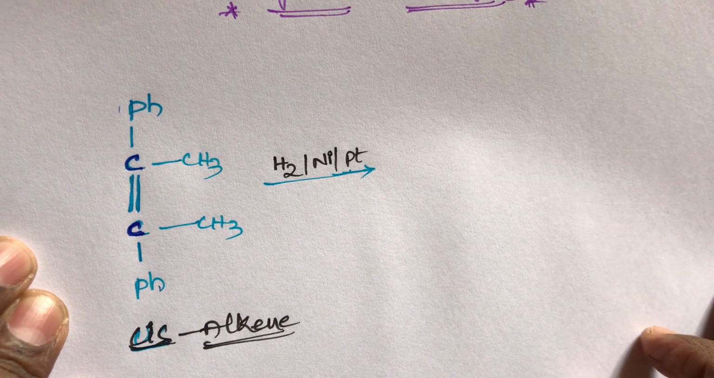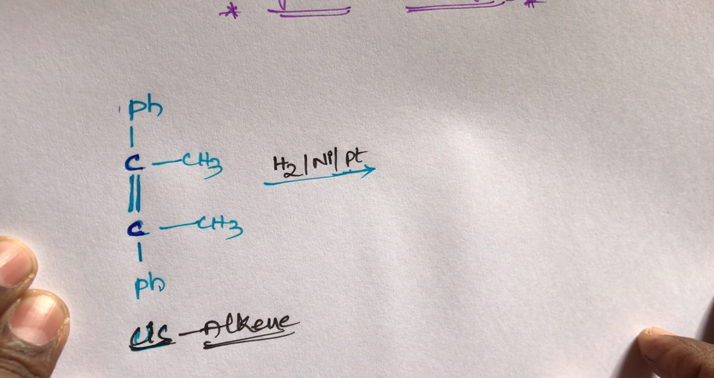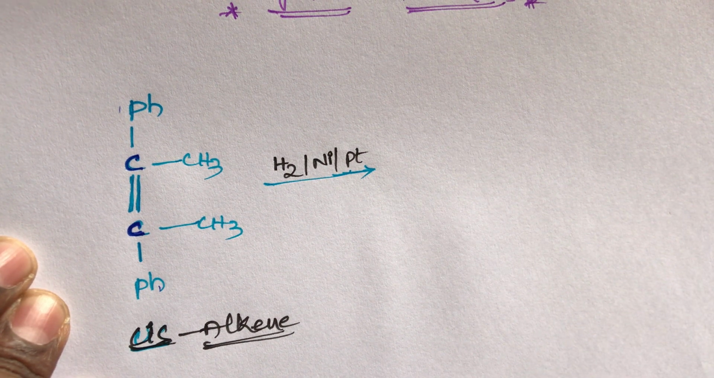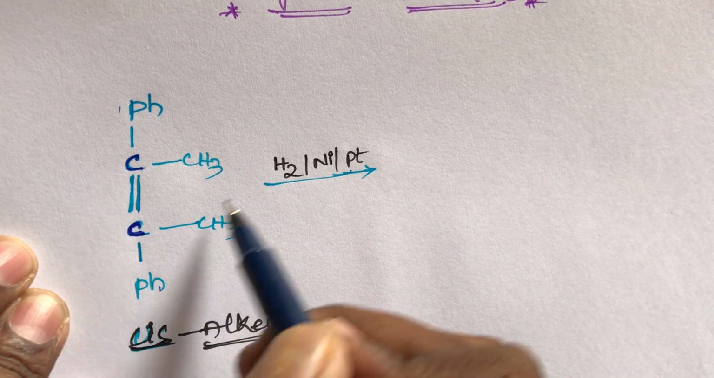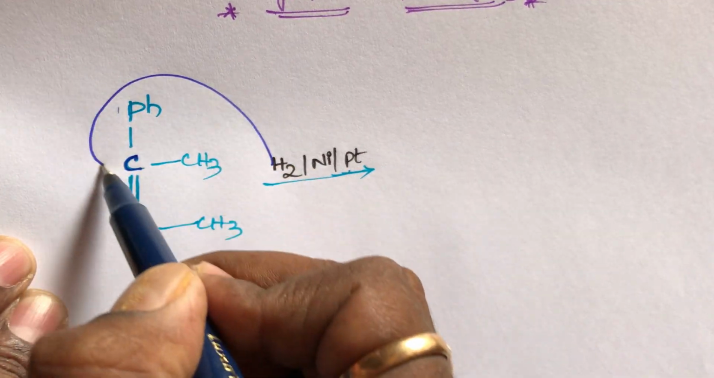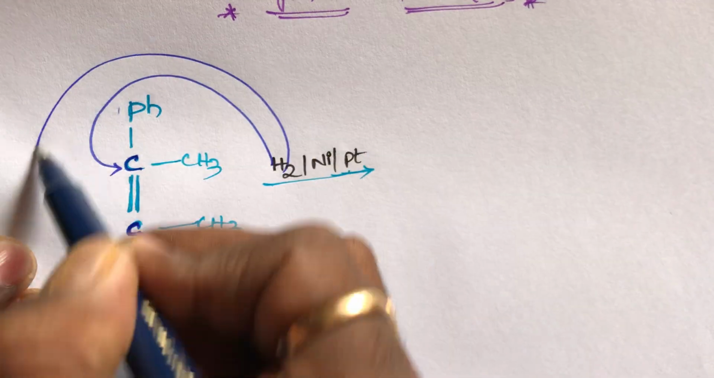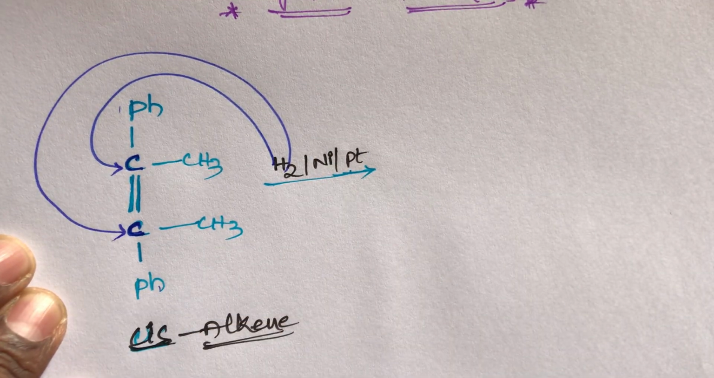Syn addition means what, students? Syn addition means two groups will attack the same side, or two groups will attack the empty space. Here the left hand side is empty space. One hydrogen will attack this side and one more hydrogen will attack this side. So this is called syn addition, students.